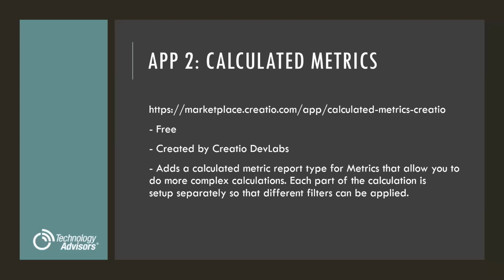So I think the biggest thing here that I have found is that each part of the calculation gets set up separately. So you can apply different filters. Like I can say, how many opportunities do I have total? How many of them have been won? Or how many activities have been scheduled total? How many of them have been completed? Something like that. And I can set up the different logic with different filters for those two different things that are part of my calculation.